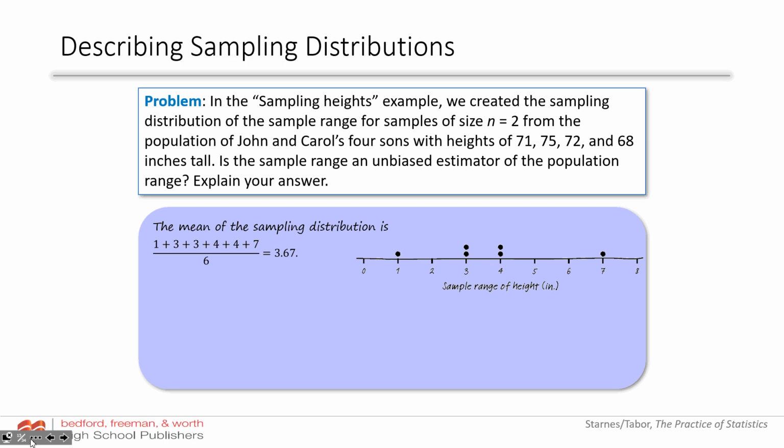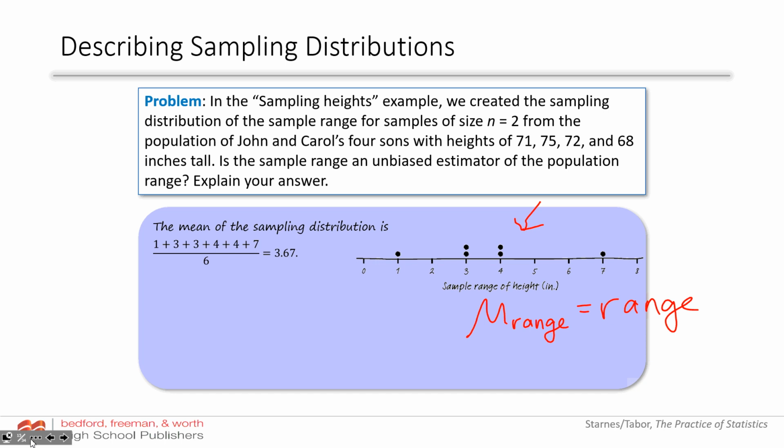If you remember, we made this sampling distribution for the range. So these are all the possible combinations of size n equals 2, so 2 sons at a time, and we calculated the range of all their heights, right? And that's what you see on the dot plot here. So I basically have to take the mean of all these ranges, and if that's equal to the actual range of the population, then we can say that range is an unbiased estimator. Well, let's check it out.